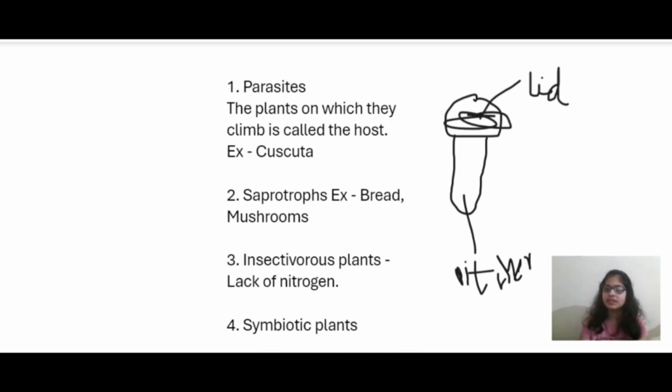And over here, when the insect gets trapped, mainly the insect gets trapped over here. And when the lid gets closed, the insect comes over here. And as there are many hairs present inside this, the insect gets entangled in the hair, and the digestive juices digest this insect. So this is an insectivorous plant. An example of an insectivorous plant is this pitcher plant, right?